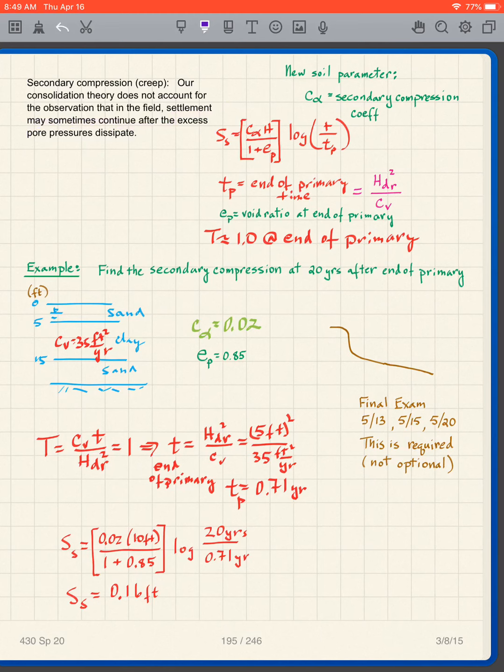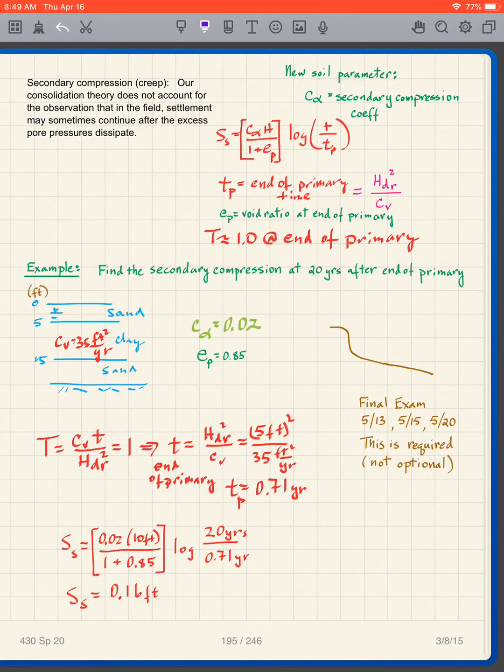To account for that, we come up with something called the secondary compression or creep. I'm not going to go through this in detail, but most of this was done by observation. And we came up with a new soil parameter. The new soil parameter is C alpha, called the secondary compression coefficient.